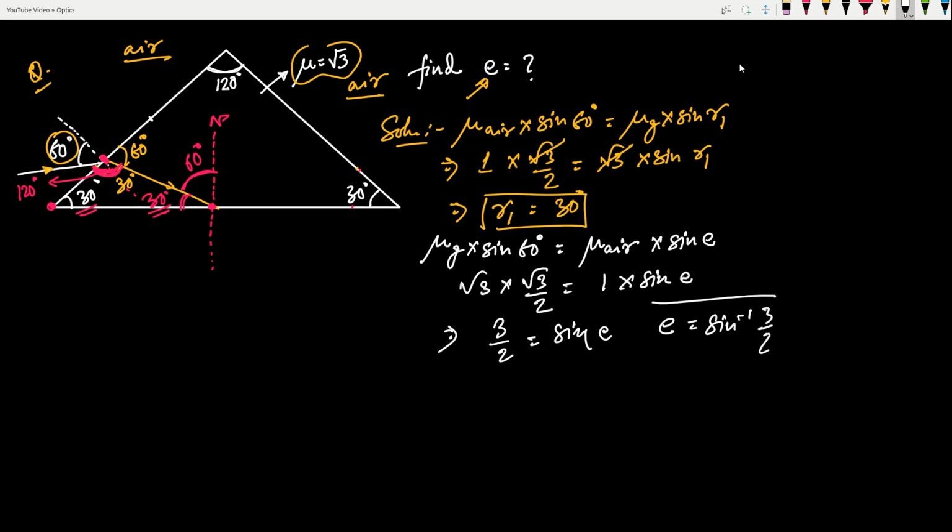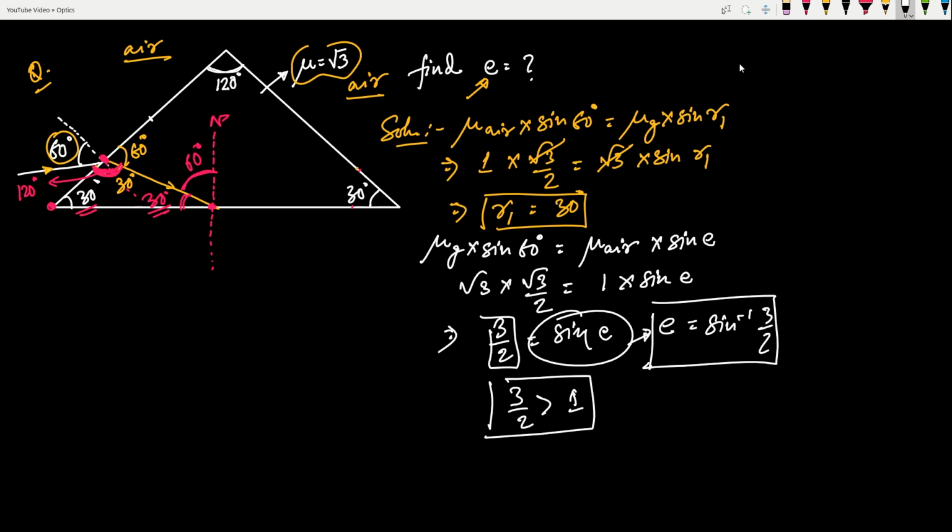Now in the options there will be one like E is equal to sine inverse 3 by 2. If you tick this one, you will get it wrong. If you look carefully, 3 by 2 is actually greater than 1, and we know the sine value can never be greater than 1. Therefore this is again the second trap of the question. So this is actually wrong. This is not the angle of emergence.